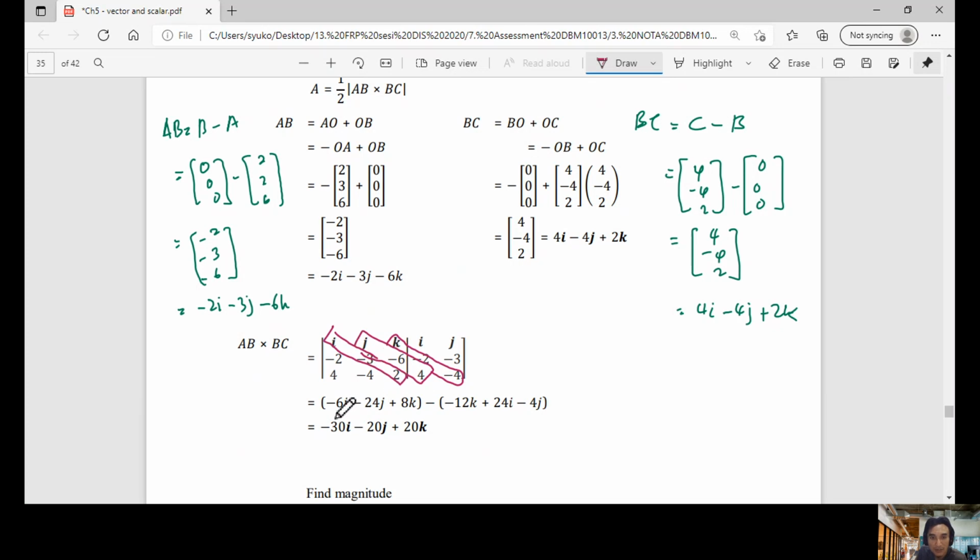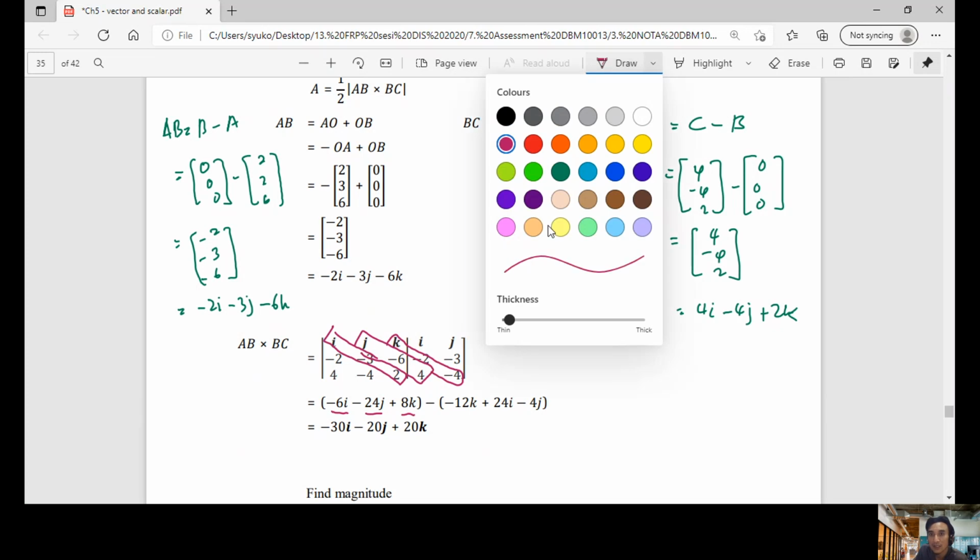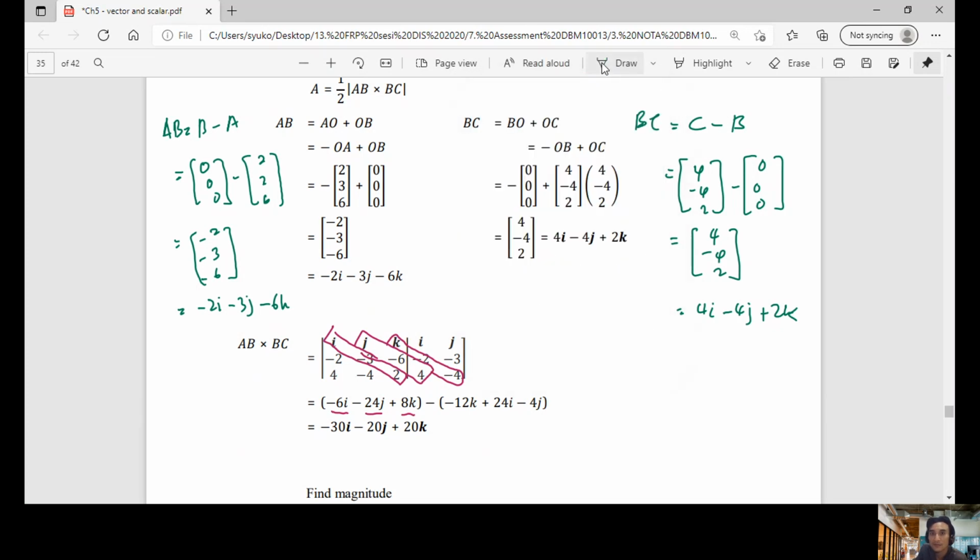Okay, so negative 3 times 2, negative 6i, negative 6 times 4 times j, negative 24j, negative 2 times negative 4 equals positive 8k, and then we minus with this one. Okay, make sure your direction is correct. So 4 times negative 3 times k, negative 12k, and then 4 times negative 4, negative 6 times i. So you will get the positive 24i, and then 2 times negative 2 times j equals negative 4j.